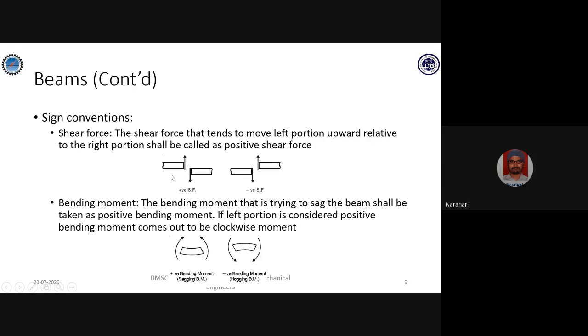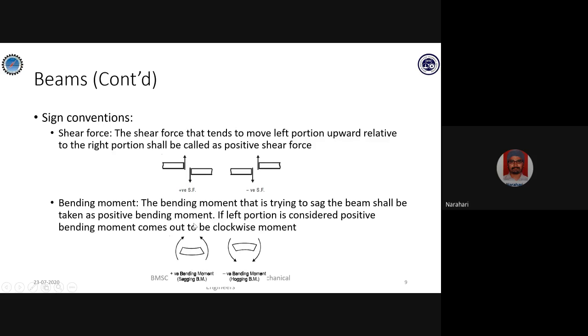So generally, universally, the convention is, if a force causes the left portion of the beam to move up, again, these are all imaginary happenings, then that sort of force is taken as positive. And on the contrary, if the left portion of the cut beam moves down, that is considered as negative shear force.